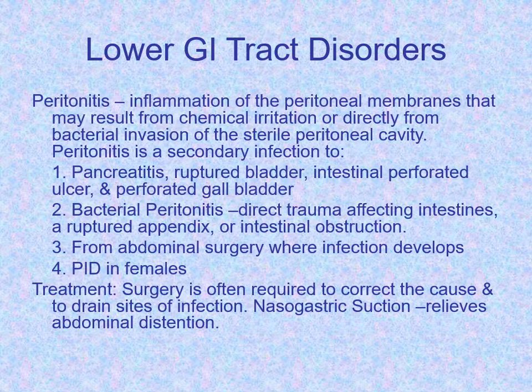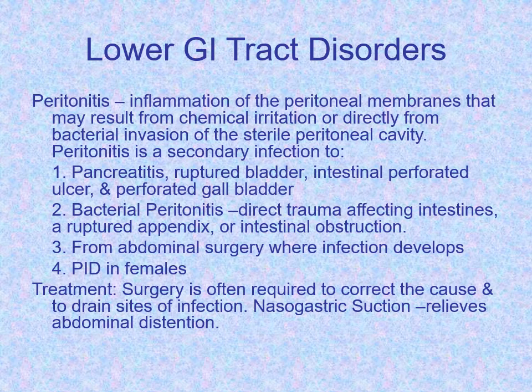Peritonitis is an inflammation of the peritoneal membranes that may result from chemical irritation or directly from bacterial invasion of the sterile peritoneal cavity. 1, peritonitis is a secondary infection due to pancreatitis, ruptured bladder, intestinal perforated ulcer, and perforated gallbladder.